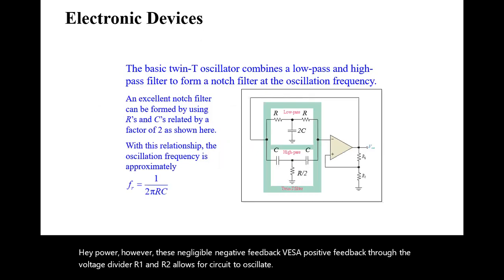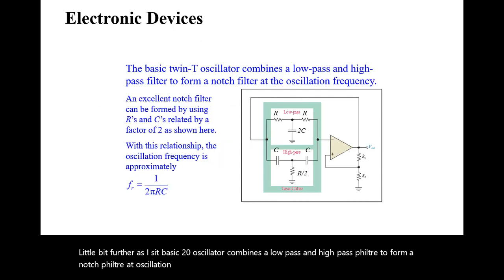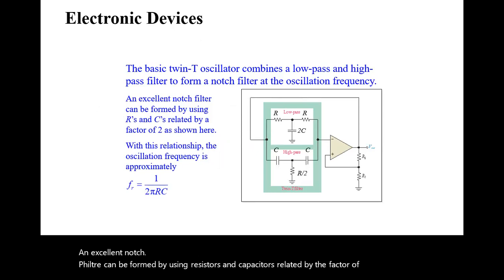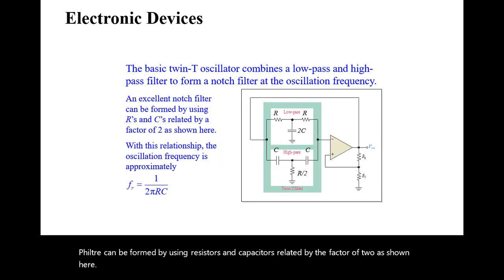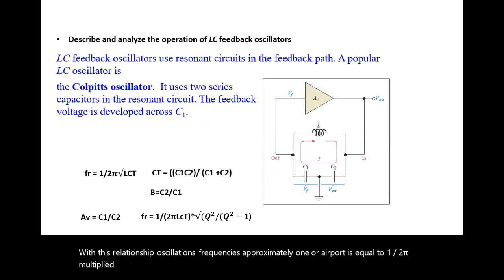Let's go a little bit further. As I said, the basic twin T oscillator combines a low pass and a high pass filter to form a notch filter at oscillation frequency. An excellent notch filter can be formed by using resistors and capacitors related by the factor of 2 as shown here. With this relationship, the oscillation frequency is approximately FR equal to 1 divided by 2 pi multiplied by RC.